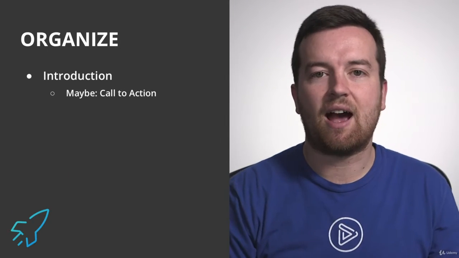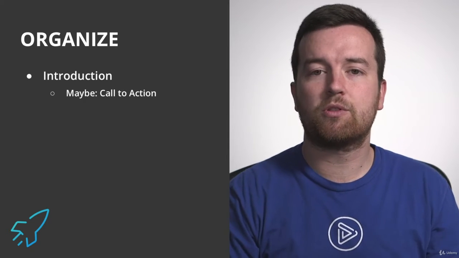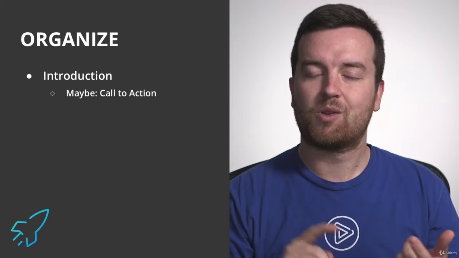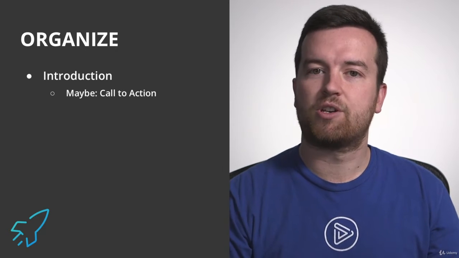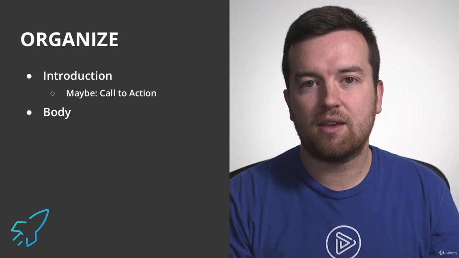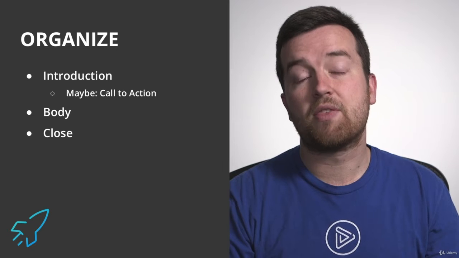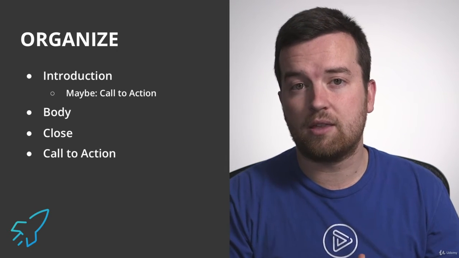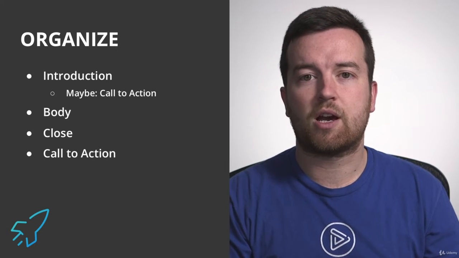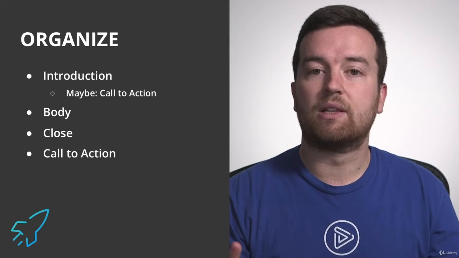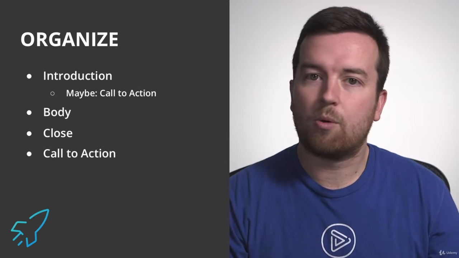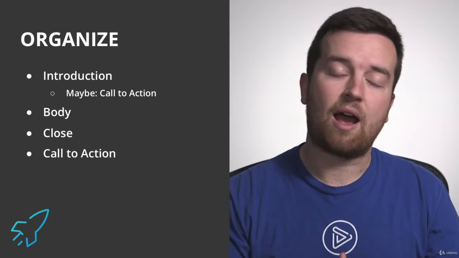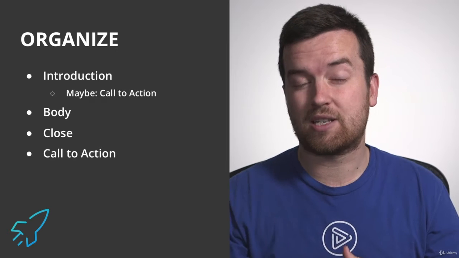Once you have your topic, you've done your research, it's time to organize. So before you actually start writing it out, to create better articles, you want to have a structure. That structure is typically going to be an introduction, the body of the article, a close, and then a call to action. And then sometimes you'll include a call to action earlier, in the introduction or after the introduction, such as if you have a lead magnet, like a downloadable PDF guide, you can include that higher up in the article rather than just at the end.